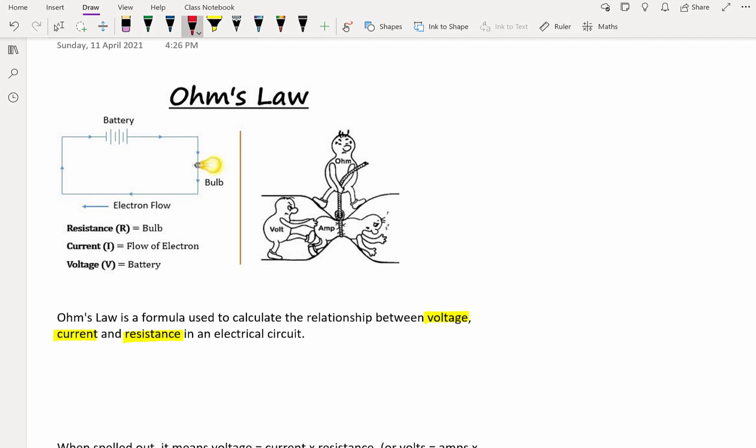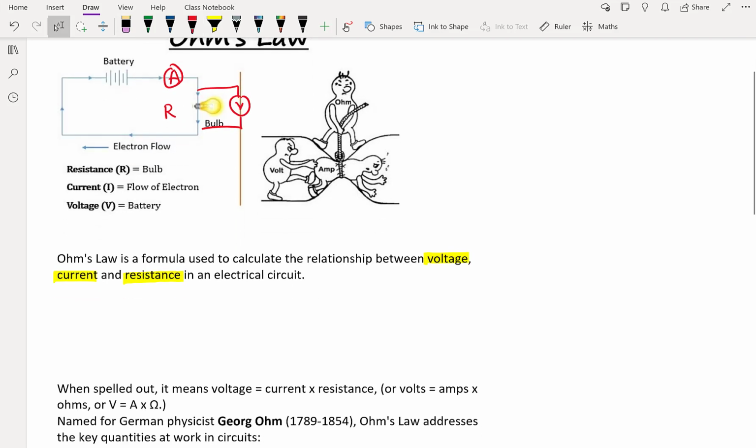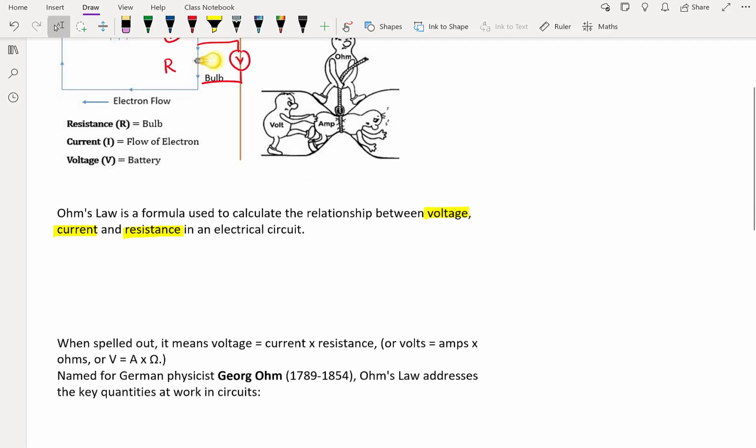For example, we can put an ammeter here to measure a current, and we can put a voltmeter here to measure a volt. And then from here we can know the resistance of the bulb. Ohm's law, we write in the formula as V equals IR.